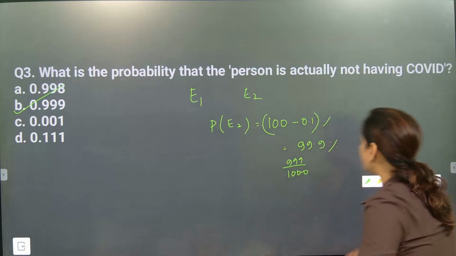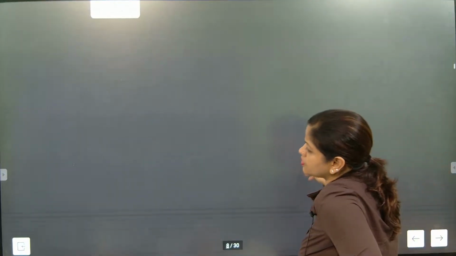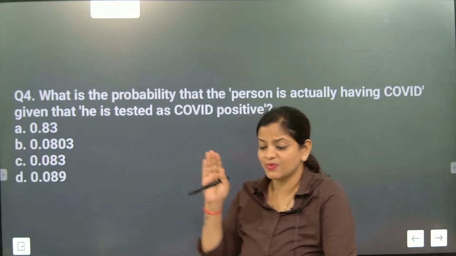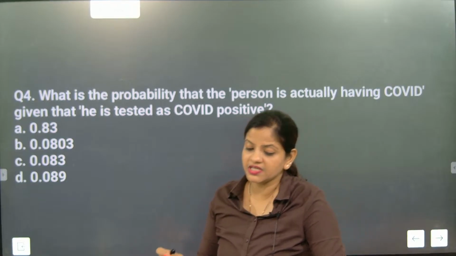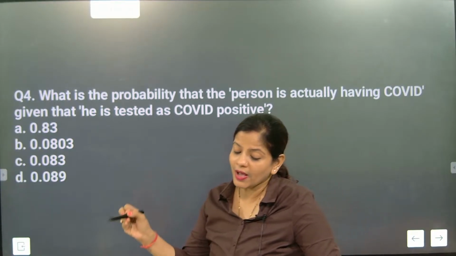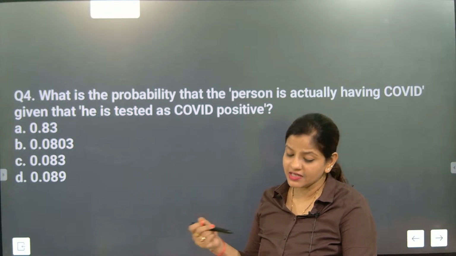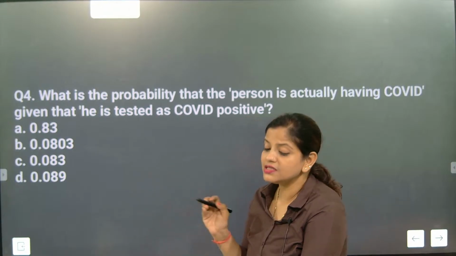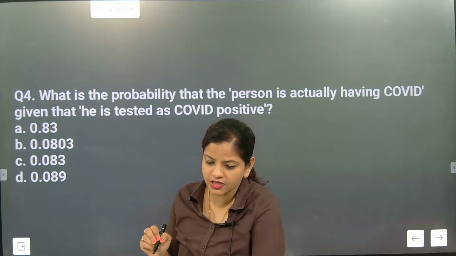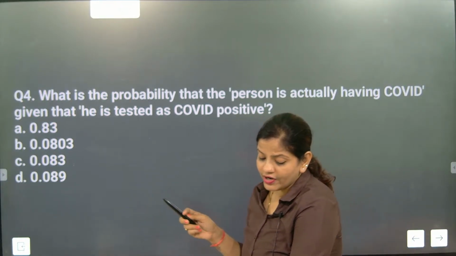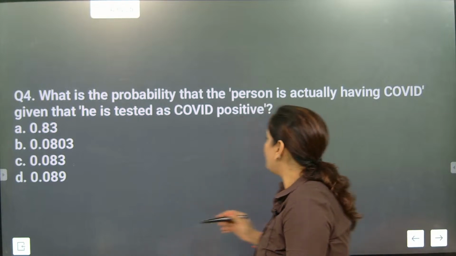Now the last part of the question, the fourth question. Case study attempts are very difficult, so I am designing and teaching specifically case studies. What is the probability that the person is actually having COVID given that he is tested positive? So definitely this is going to use Bayes theorem. Understood? Because here what part is given? Having COVID, tested positive.